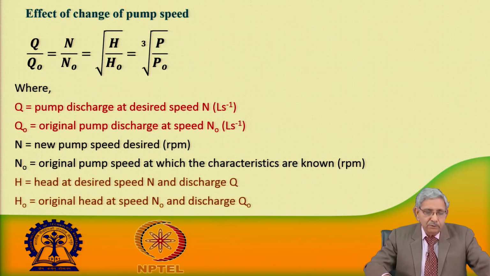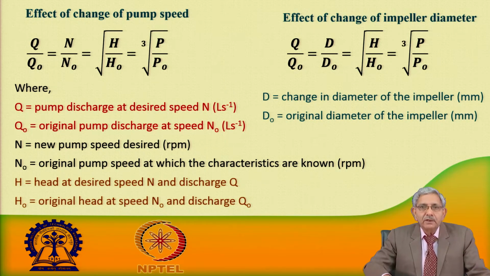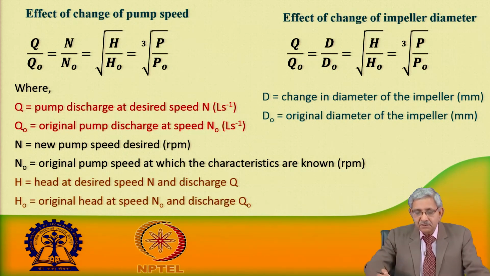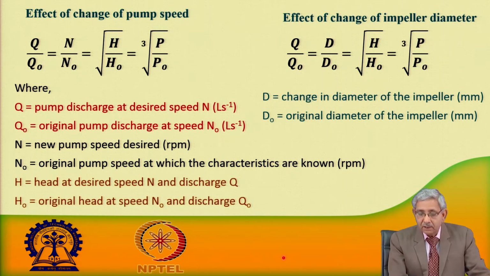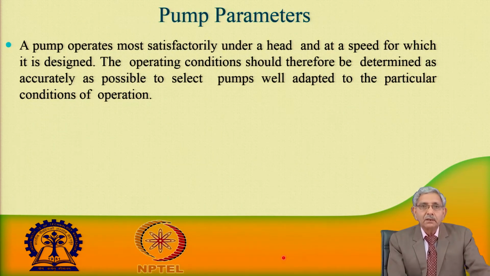Now, if we are considering the effect of a change of impeller diameter, then the diameters are D and D naught. So, Q by Q naught equal to D by D naught, where D naught refers to the original diameter of the impeller and D refers to the changed diameter of the impeller.